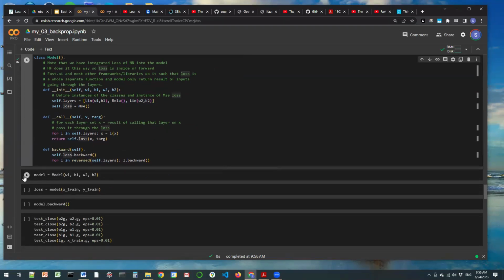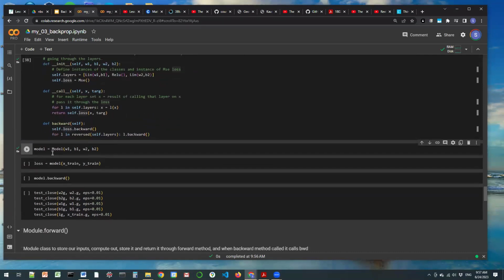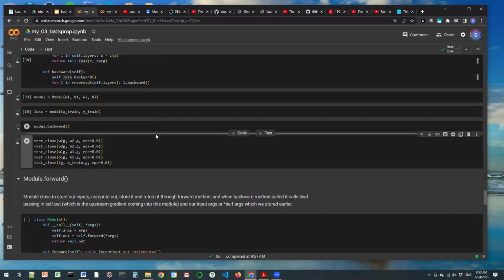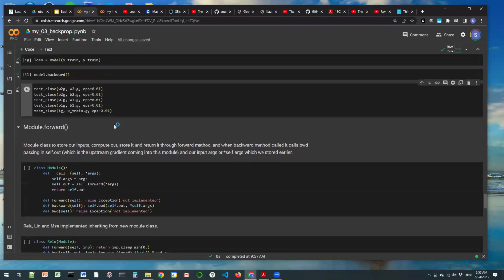So we then say model is just a function, and we give it the parameters that we seek, W1, B1, W2, B2. We compute the loss, model of X train and Y train. Then we say model.backward to execute our backpropagation, and then we test that the variables that we have computed are all close to the values that PyTorch computes.